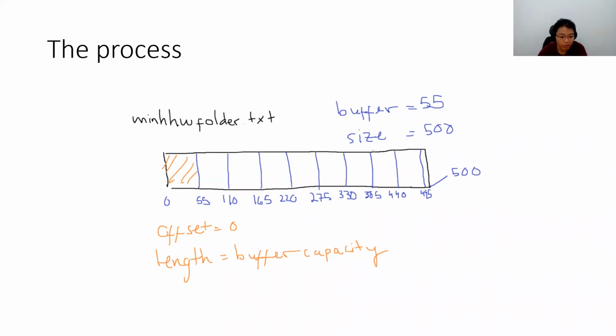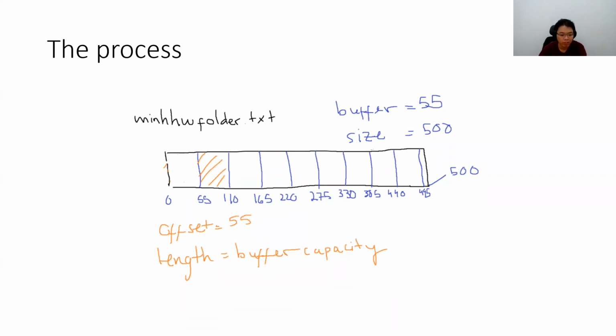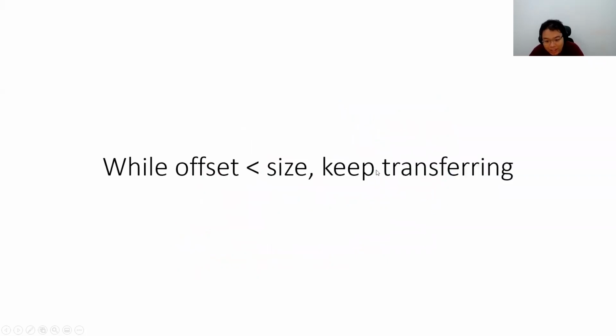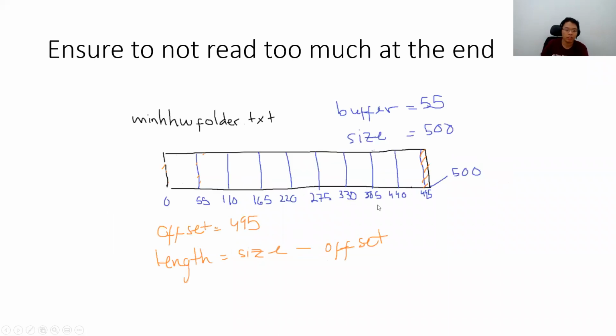So that's for the first 55 bytes, and then offset 55 right here. Now that you're done with the first one, you set the offset to 55. So it starts at byte 55, and then the length is still buffer capacity, right? You transfer the next 55, and then 55, and then 55. The offset keeps increasing. So it will be 55, and then 110, then 165, 220, 275, all the way to 495. Okay. So while offset is less than size, keep transferring. It's a loop. So this is literally a loop for you. While offset is less than size, keep transferring.